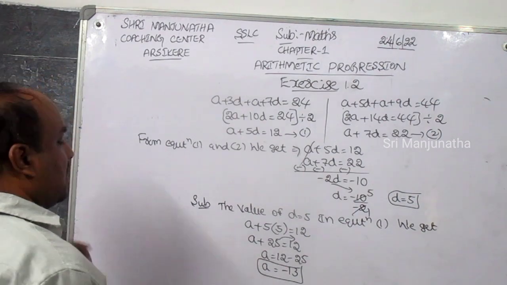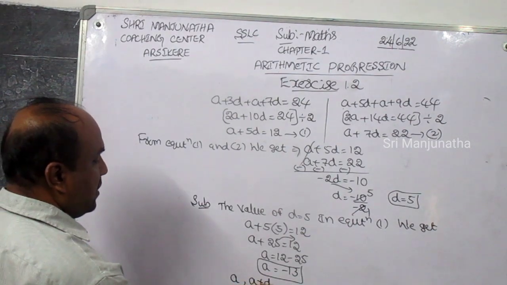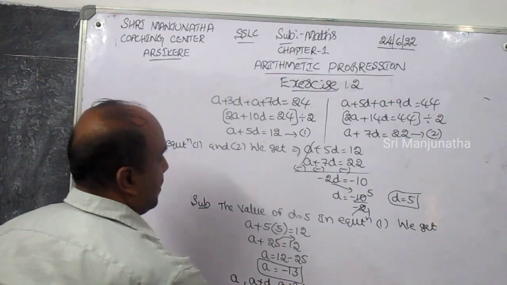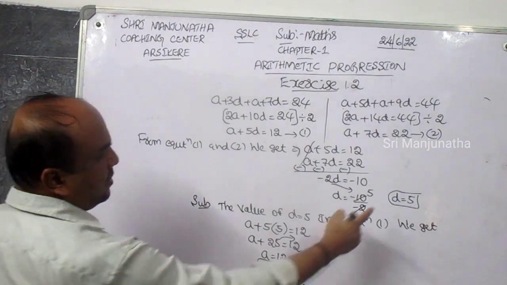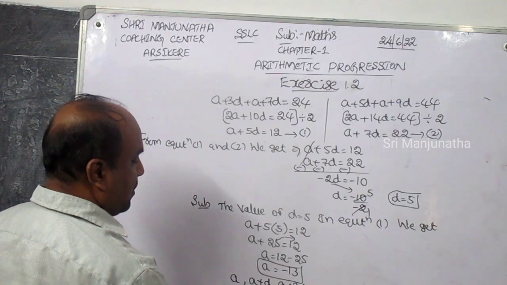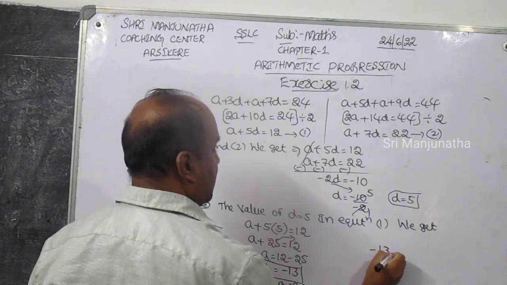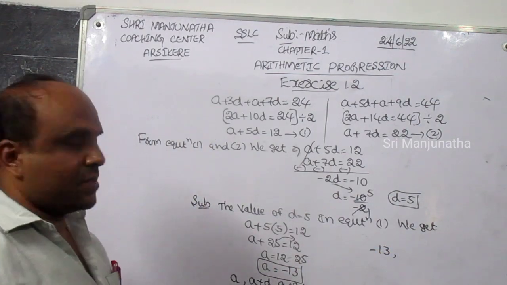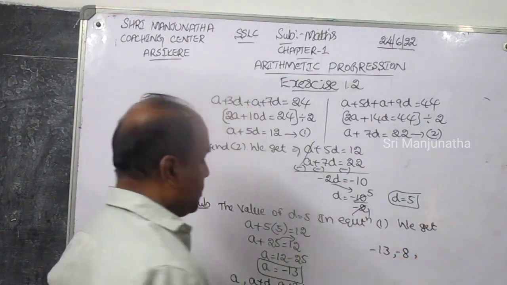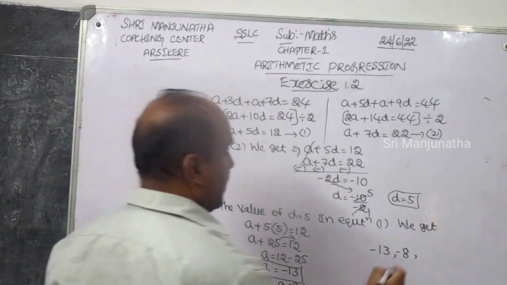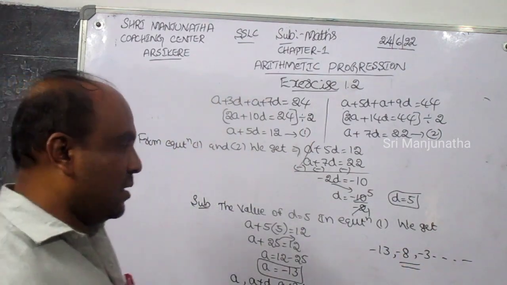Next, we have to find the first 3 terms of the AP. The formula is A, A plus D, A plus 2D, and so on. The A is minus 13. Minus 13 plus D, which is 5. Minus 13 plus 2 into 5. The first term is minus 13. 5 minus 13 is not possible, 13 minus 5 is 8. The bigger number's sign is minus. 2 fives are 10. 10 minus 13 is minus 3. The answer is minus 13, minus 8, minus 3.